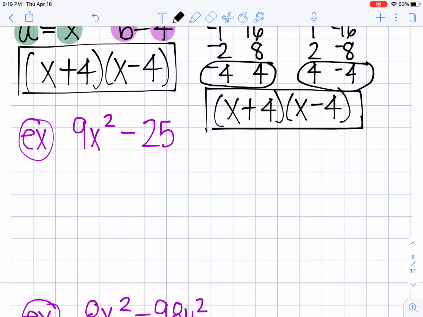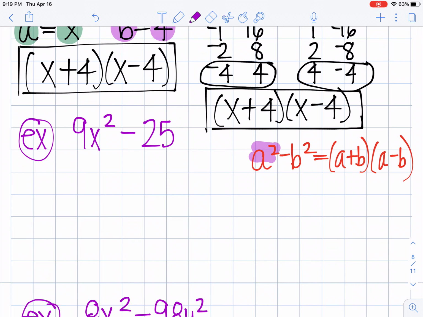So I'm going to look at this. I remember that my formula says a squared minus b squared is equal to a plus b times a minus b. So I'm going to set my a squared equal to 9x squared. And I'm going to set my b squared equal to 25. So I get a squared is equal to 9x squared.